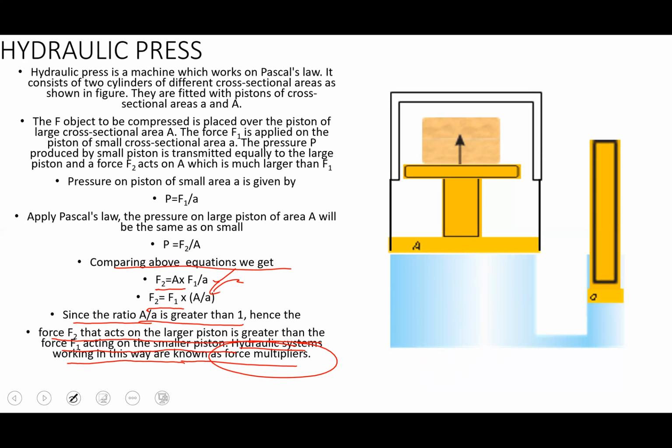I hope you understand this concept. As you can see, very large forces can be produced. Cars and very heavy trucks can be lifted by this process, which is known as the hydraulic press.